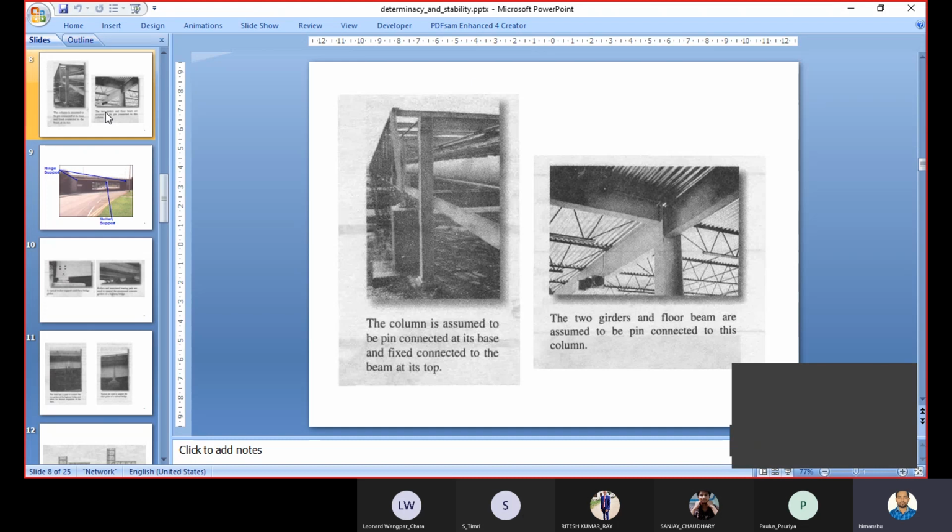Let's see some pictures of how these supports look. This is a picture of a column which is connected at its base, and has a fixed connection to the beam at its top. So this is a kind of fixed support. Two girders and floor beams are assumed to be pin connected to this column. So this is a kind of simply supported.